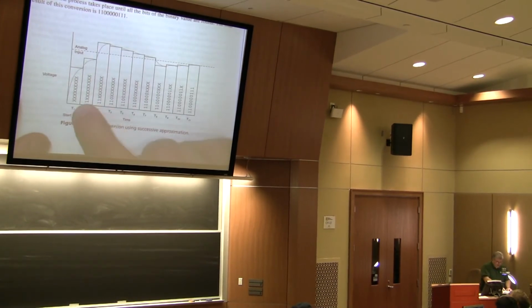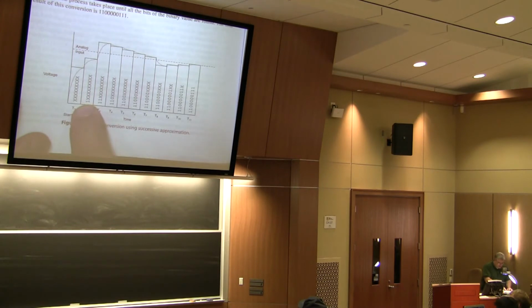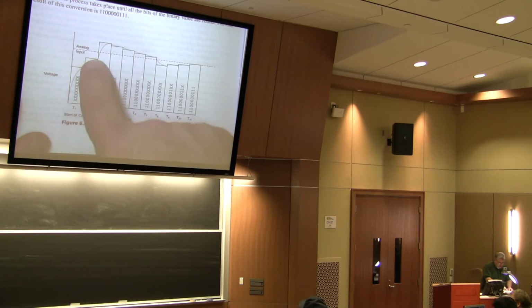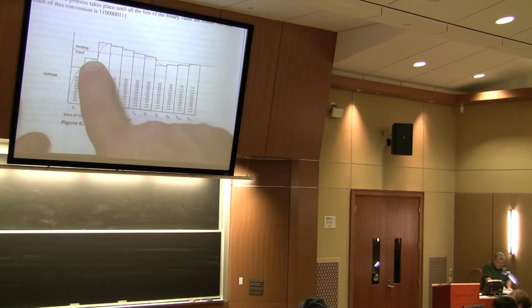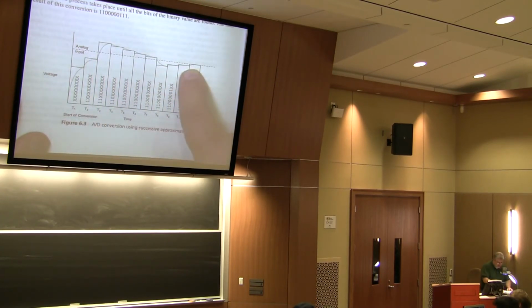So you identify, all right, here's my first guess right here. Is it higher or lower? Well, it's higher than that, so you put a 1 in the first bit. And then you say, all right, here's my next guess. I split the distance in half. Is it higher or lower? It's higher, so now I know what the next bit is. All right, I'm going to split that in half. Is it higher or lower? It's lower. So then, again, you just keep on going down until you get to this point.